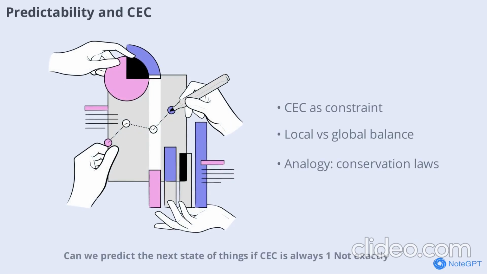Can we predict the next state of things if CEC is always one? Not exactly. CEC acts as a constraint, not a calculator. It ensures that whatever happens, the overall balance is preserved. Locally, systems may fluctuate, but globally, the cosmos compensates. This is similar to conservation laws in physics. Energy may move around, but the total remains constant.